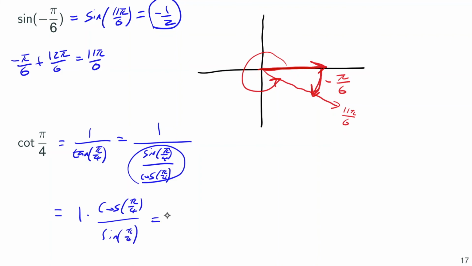And cosine of pi over 4 is square root 2 over 2. Sine of pi over 4 is square root 2 over 2. They're the same number top and bottom, so we get 1.